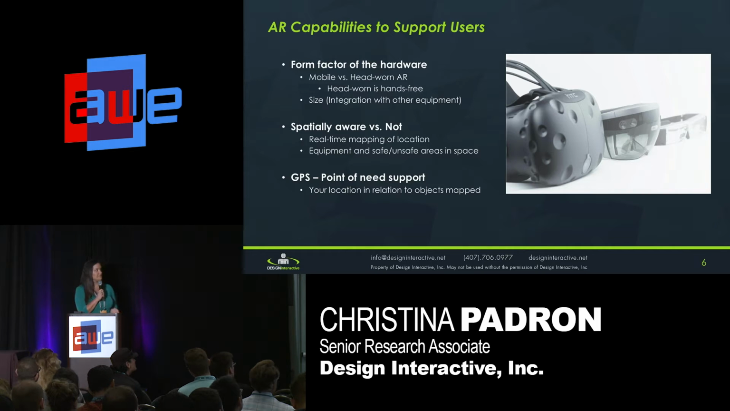The real-time mapping of location is obviously a really important thing, especially for navigation around a plant and understanding where the equipment is, and then you can also use the AR to map out safe versus unsafe areas. So if there's places in the plant that you can't go or that are not safe, the navigation can take you around that. And finally, GPS, so your location in relation to objects is mapped, so that you have an idea, from a situational awareness perspective, of where you are in relation to the other equipment.